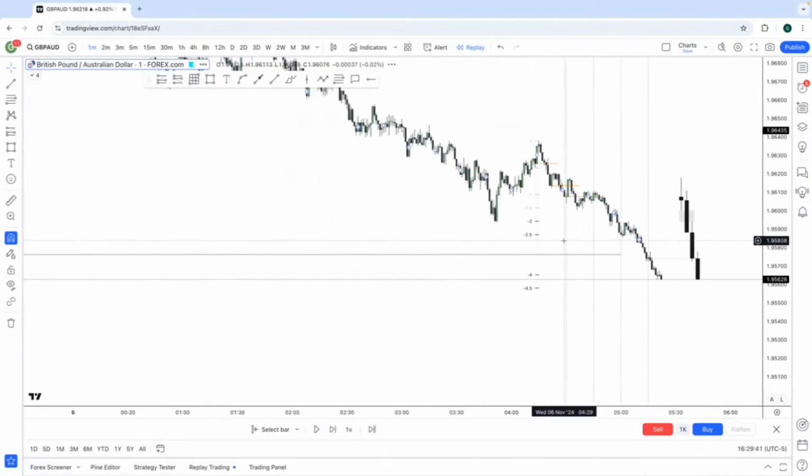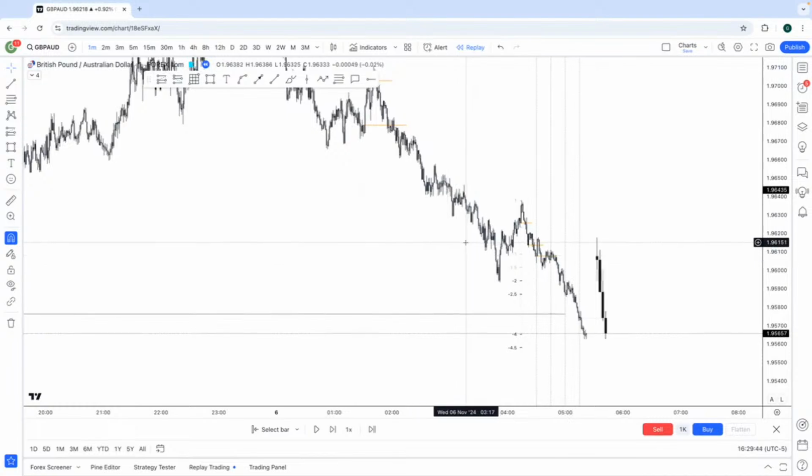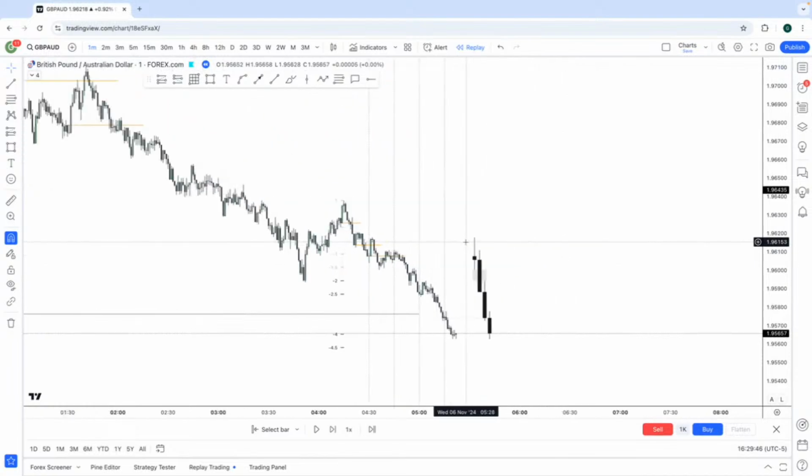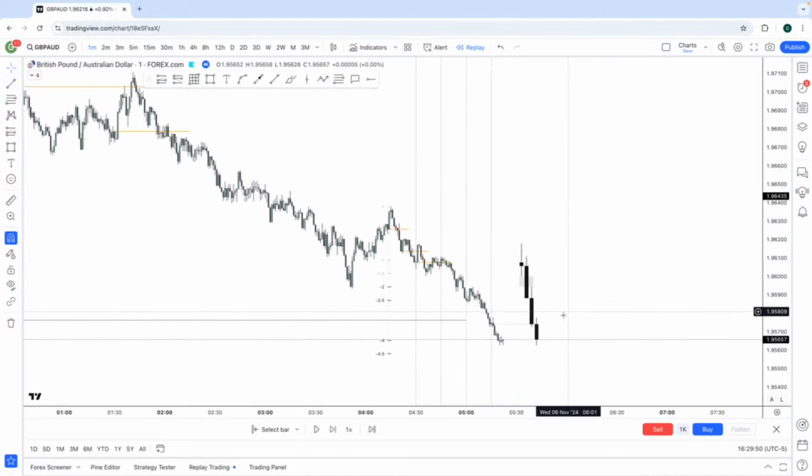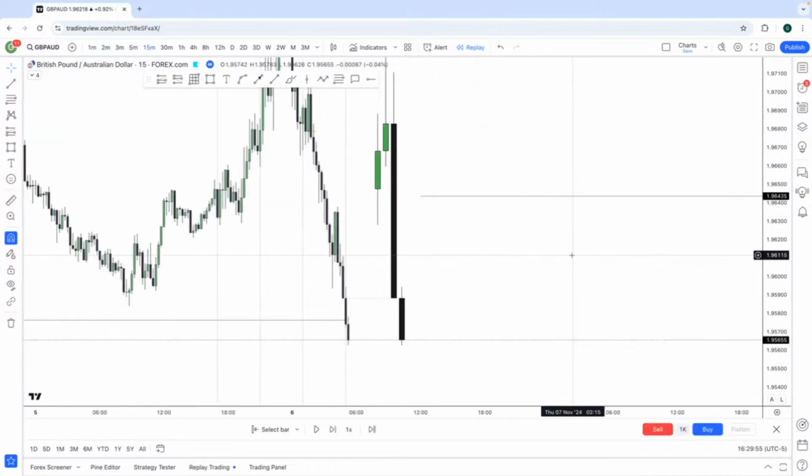So the candles on the right, are those hourly candles? Oh, these are 15-minute candles. Yeah, I'm trading a 15-minute model here.